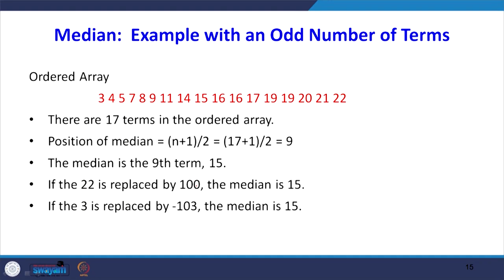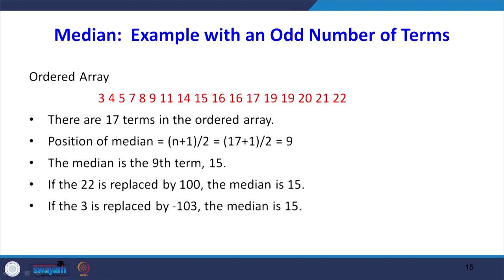We will see this example. I have taken some numbers arranged in ascending order: 3, 4, 5, 7 up to 22. There are 17 terms in the ordered array. The position of the median is, with respect to the previous slide, (n plus 1) by 2. So, 17 plus 1 is 18, divided by 2 is 9. So, the median is the ninth term, which here is 15.